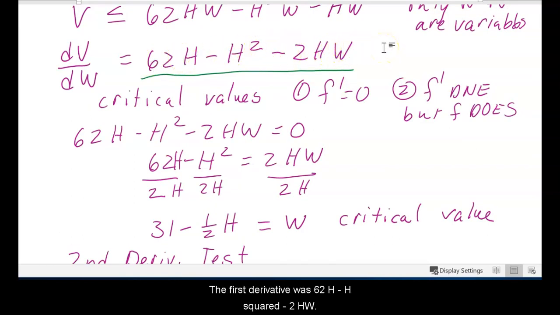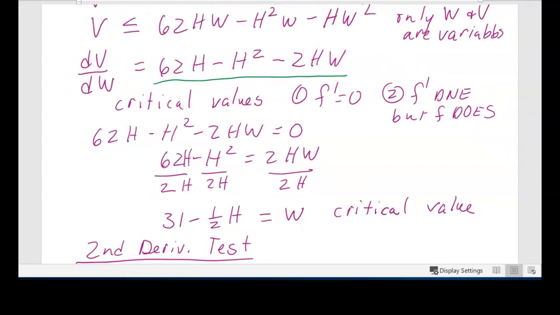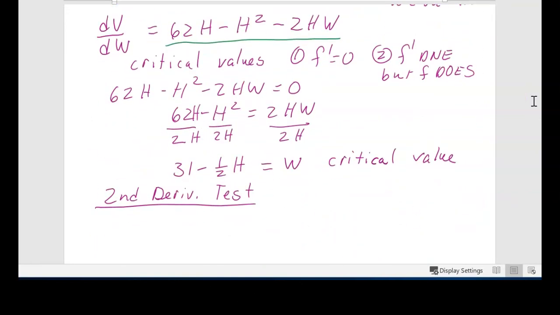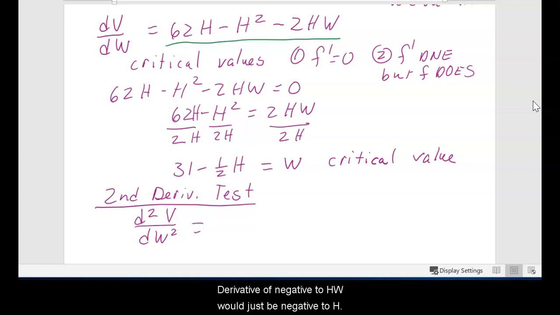The first derivative was 62h minus h squared minus 2hw. I shrink my page just a little bit so I can get it all on here at the same time. My second derivative of the volume, again with respect to w, would be the derivative of this equation with respect to w. h is a constant, so 62h is a constant, so the derivative is 0. h squared is a constant, so the derivative is 0. The derivative of negative 2hw would just be negative 2h, but h is a constant.